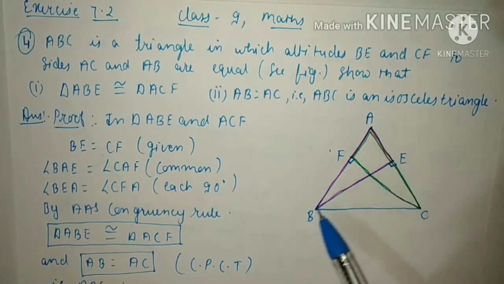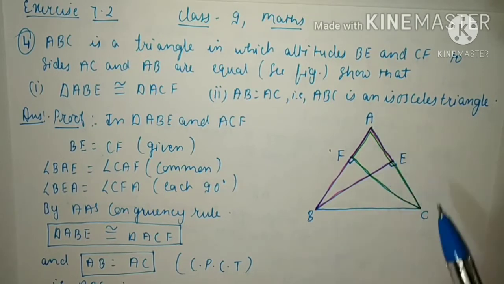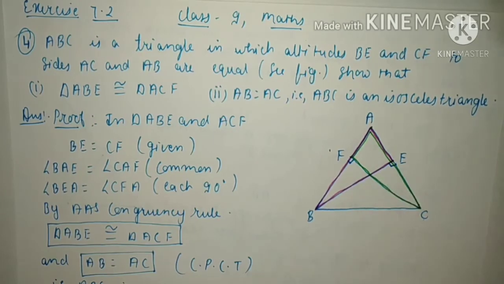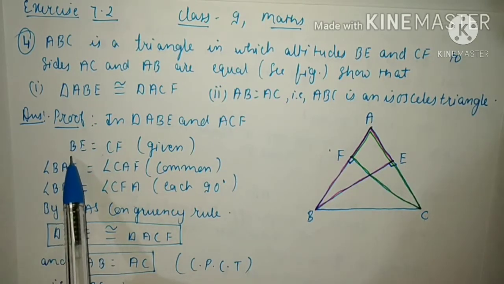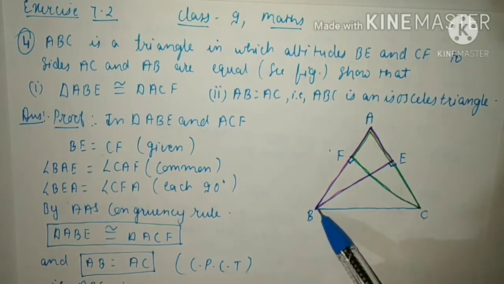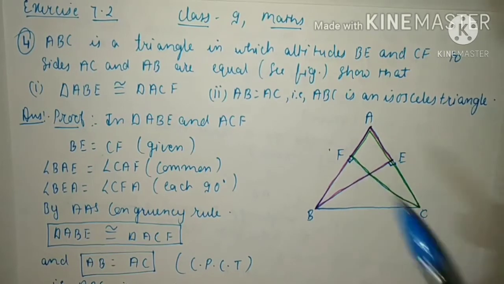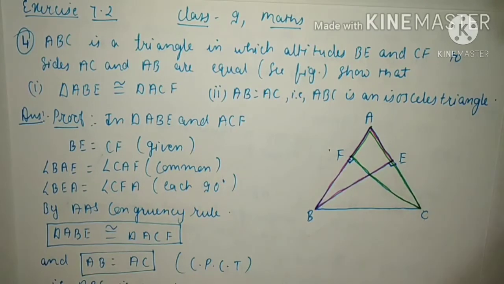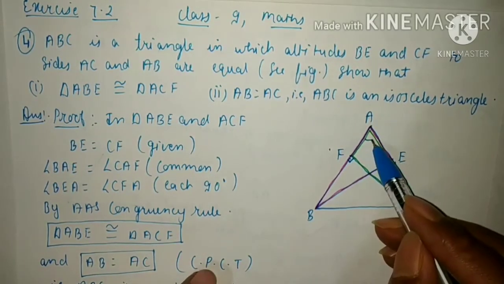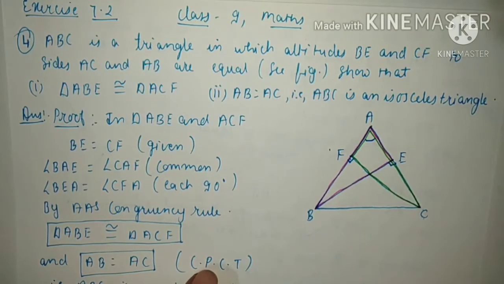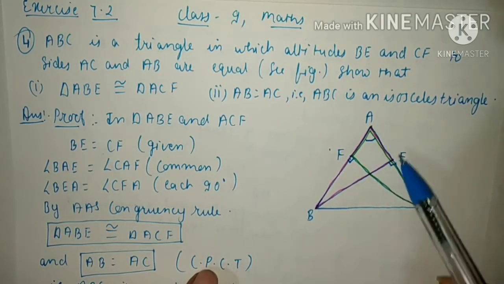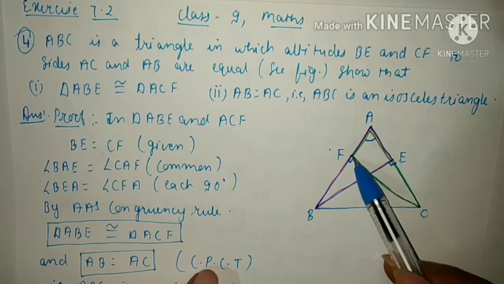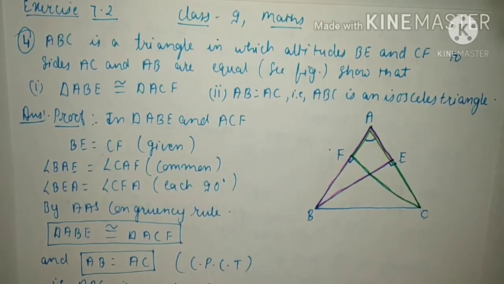In triangle ABE and triangle ACF, one triangle is in pink and the other triangle is in green. So first of all BE is equal to CF. This BE will be equal to CF. This is given to us. It is given that both the altitudes are equal, so we will write here given. Then this angle is common in both the triangles, so we can say that angle BAE is equal to angle CAF. This is a common angle.